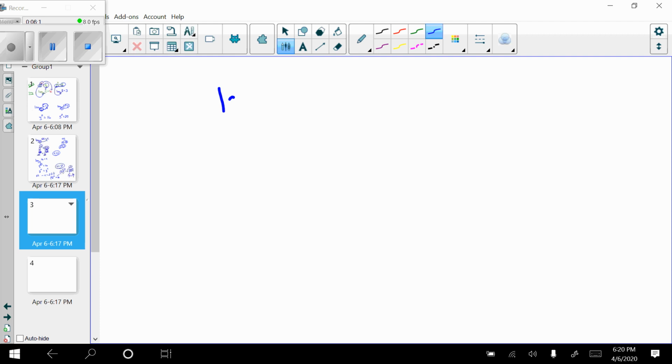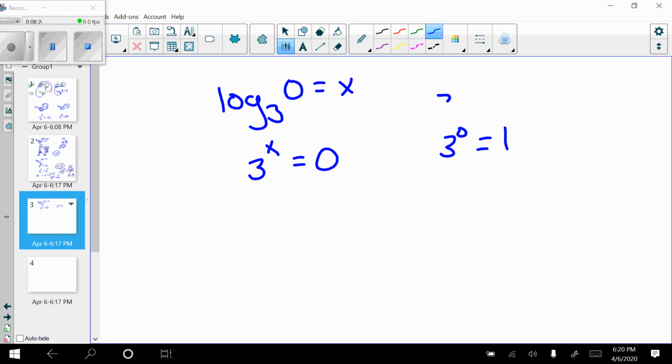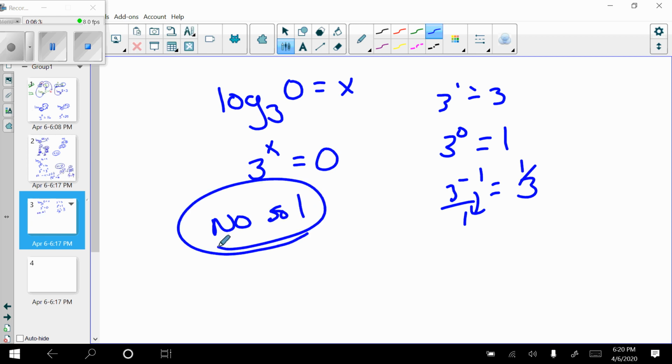If I had log base 3 of 0 equals x, I need 3 to some power equaling 0. Well, there's no answer for this, because even 3 to the 0 power equals 1, 3 to the first is 3, and 3 to the negative 1 is 1/3. All that does is move the 3 to the bottom. So there's no solution. There's no way this will ever become that.